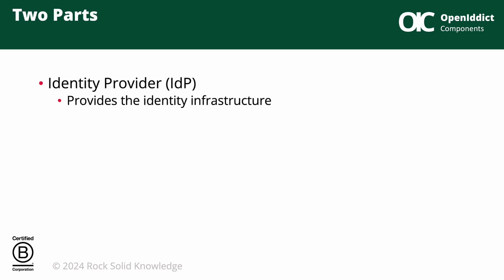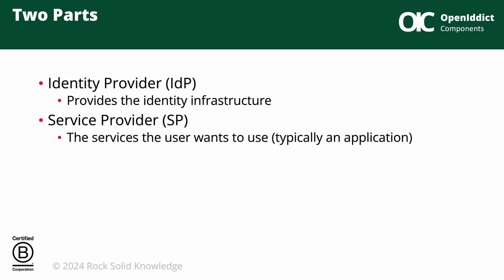Now this talk comes in two parts. We'll implement an identity provider and we'll implement a service provider. And we'll do both of these on OpenIddict, using the SAML components from Rock Solid Knowledge. The identity provider provides the identity infrastructure, so it's the identity provider that provides the ability to do things like authenticating a user. The service provider is the service your user wants to use, and this is typically a web application. And we can't have one without the other.